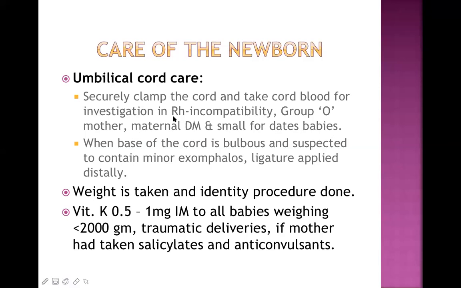See this, RH incompatibility, you already know the meaning. Mother is RH negative, baby is RH positive. This is called RH incompatibility. The baby may be having a lot of problems, so we need certain blood tests to confirm it. Group O mother and group A or B baby, this is called ABO incompatibility. Again, cord blood is investigated.